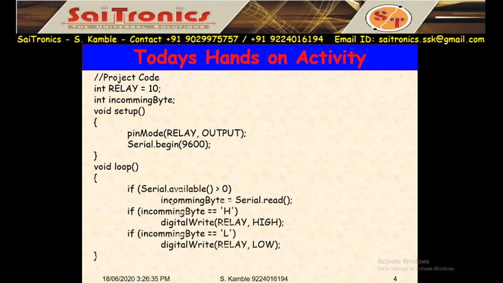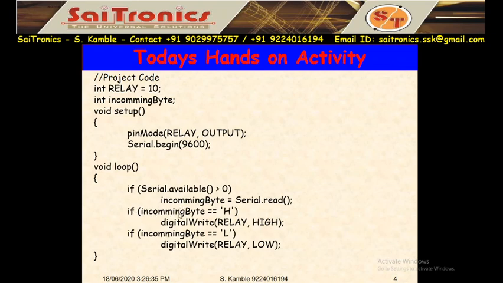Just check whether serial data is available or not, and for that the instruction used is Serial.available greater than 0. If Serial.available is greater than 0, it means serial data is available, then read the serial data and store it into incomingByte. So incomingByte equals Serial.read. Here there is only a single equal sign, and single equal means assign the value. So read the serial data and that value is assigned to incomingByte. These two instructions are used to read the serial data.